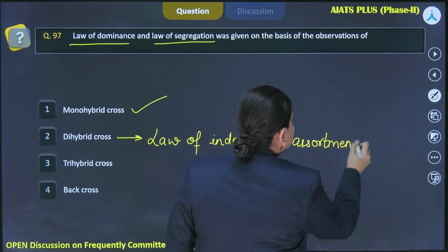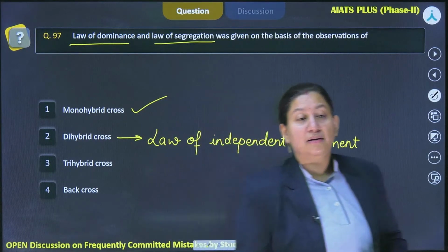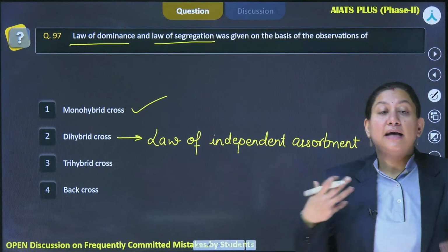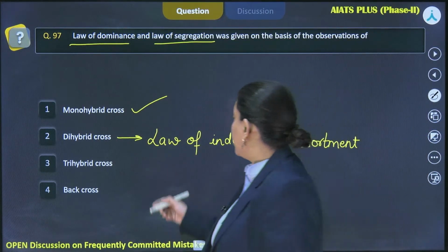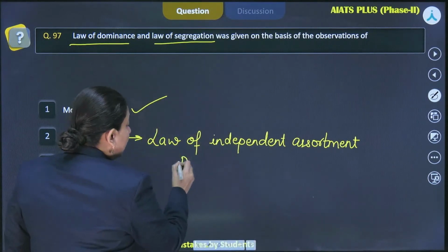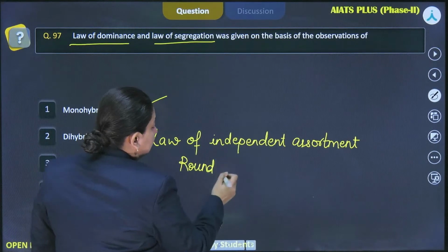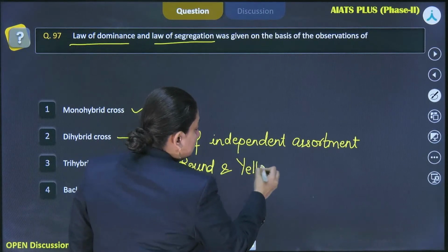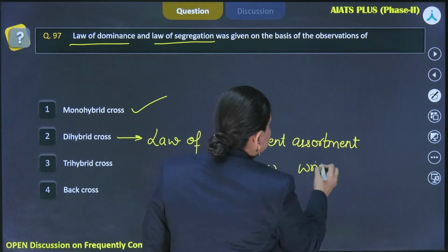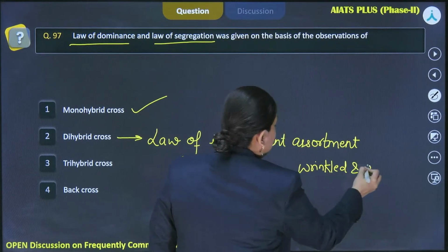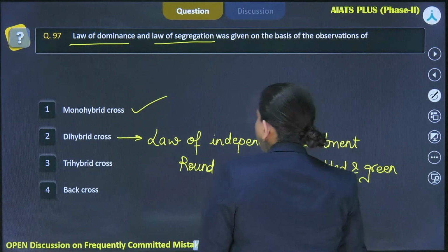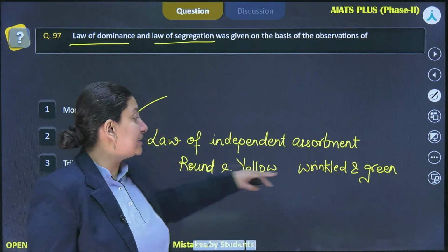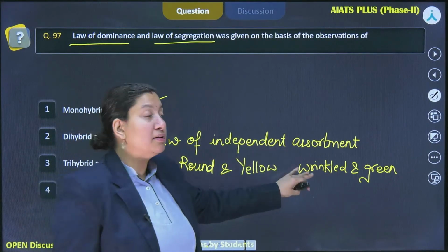Which talks about the fact that one gene pair or allelic pair is not going to affect the transmission of the other one, right? That is why it is possible that when he performed the cross with round and yellow seeds with wrinkled and green seeds, he identified that even the round seeds can become wrinkled, right? Even the round seeds can become green, and even the wrinkled seeds can become yellow.